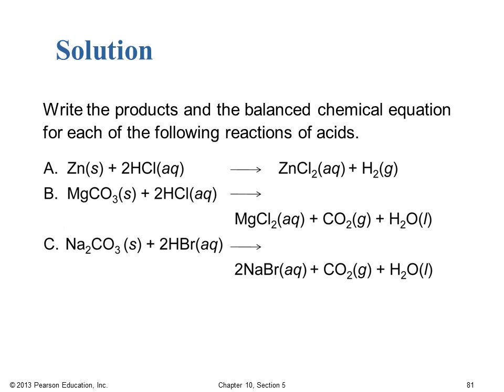In C, again, we have a carbonate and we have an acid, and so we're going to form carbon dioxide, we're going to form water, and then you're going to form the salt. In this case, you're going to have sodium bromide being made. And you just have to make sure that you balance your equations properly. And so that's more review.